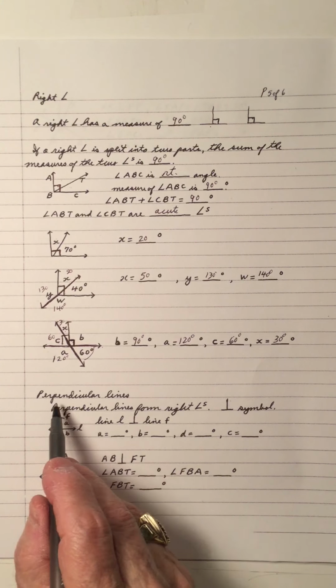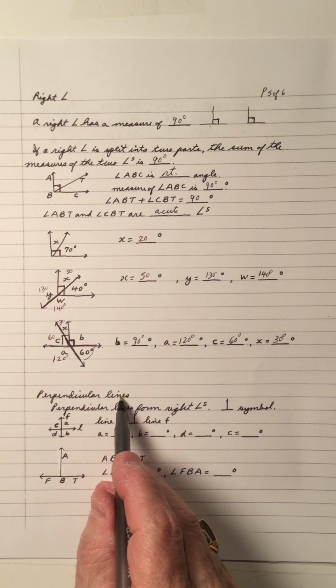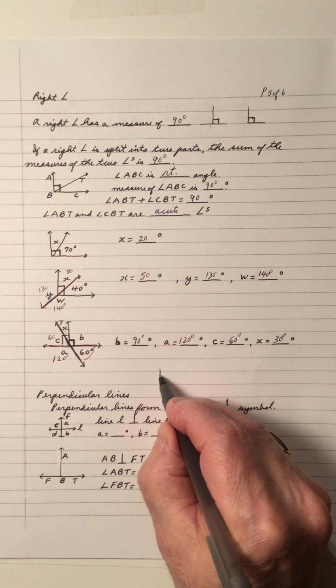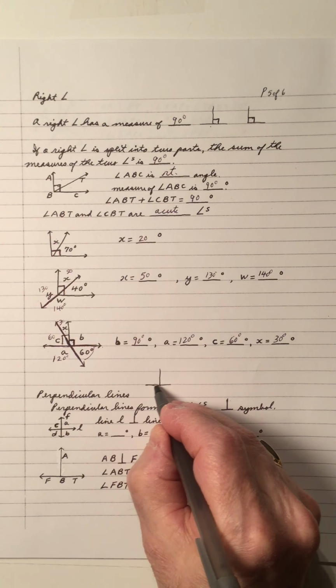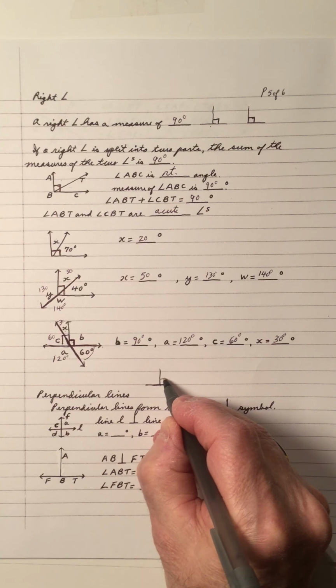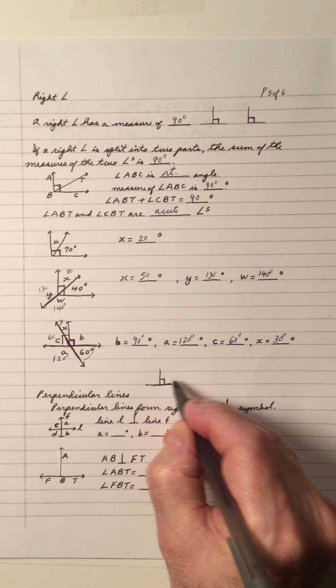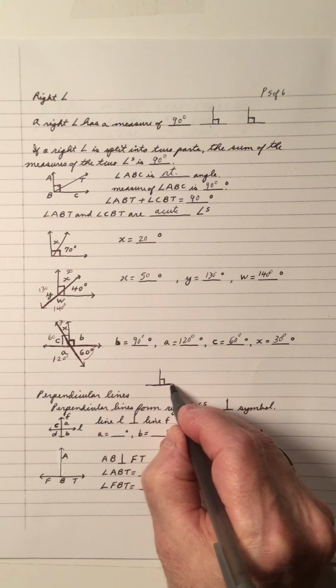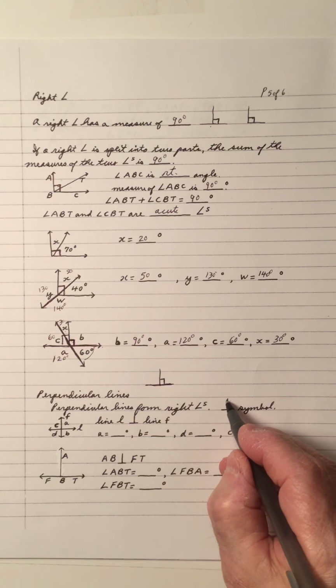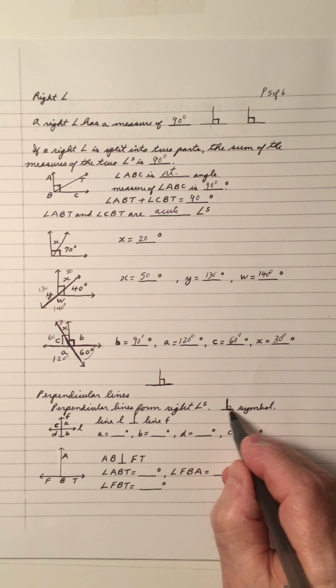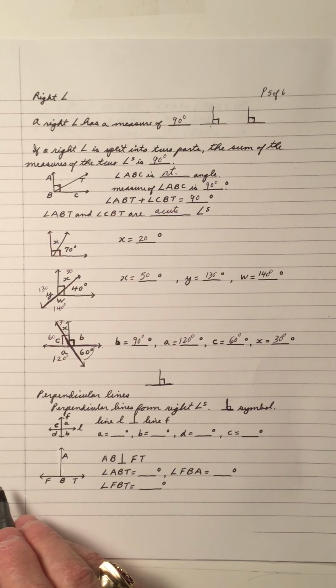And we also have perpendicular lines. Perpendicular lines are lines that form right angles. So when two lines are perpendicular to each other, there's a little box there to say they're perpendicular. They form a right angle. Perpendicular lines form right angles. And there's a symbol for perpendicular lines forming a right angle.